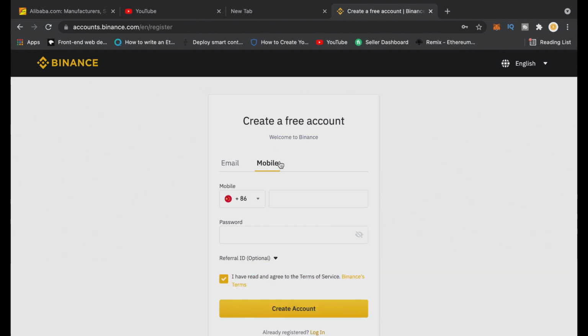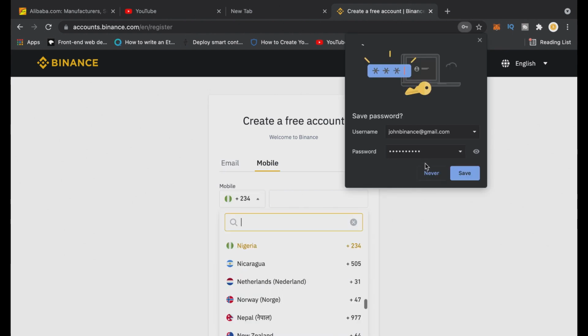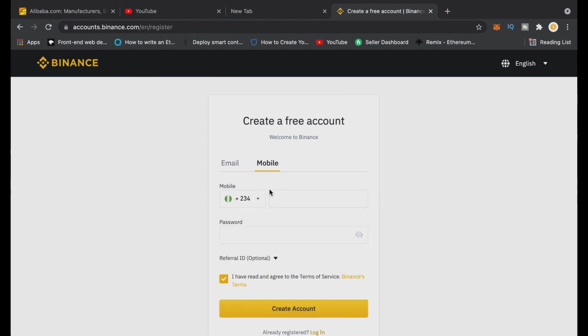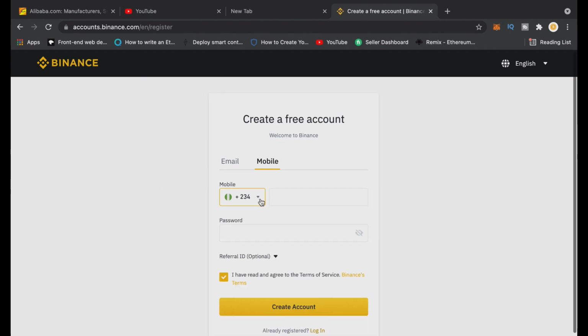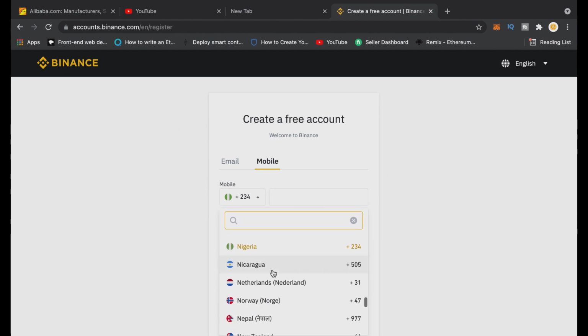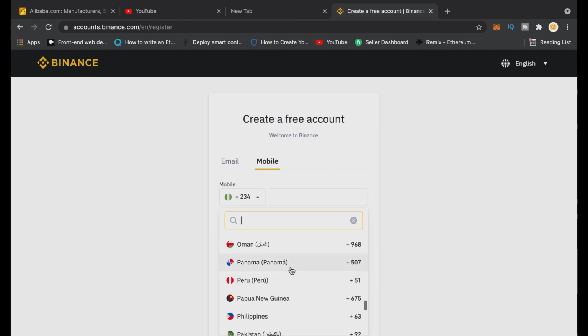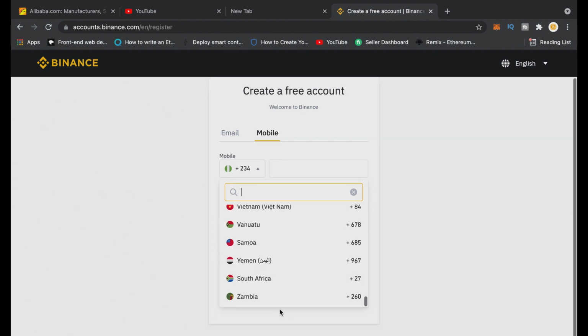Okay, so if you choose to use mobile, you can just select your country code. Automatically it will detect your IP address and bring out the country code of the place you are. But you can actually change or use any. So Norway here, New Zealand, Netherlands, Oman, Peru, Panama. There are a lot of countries. So from any of these countries, you can actually pick from here.